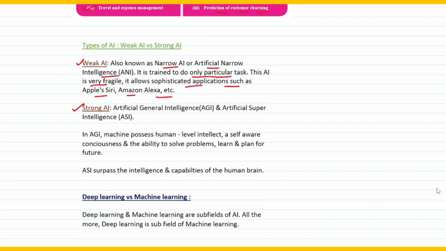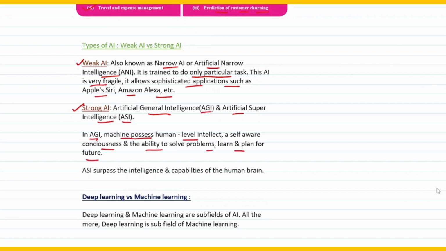Strong AI is also known as AGI or ASI. AGI stands for Artificial General Intelligence and ASI is Artificial Super Intelligence, right? And ANI, if you remember, is called Artificial Narrow Intelligence. So please understand the difference between them. In AGI, that is Artificial General Intelligence, the machine possesses human level intellect, a self-aware consciousness, and the ability to solve problems, learn and plan for the future.